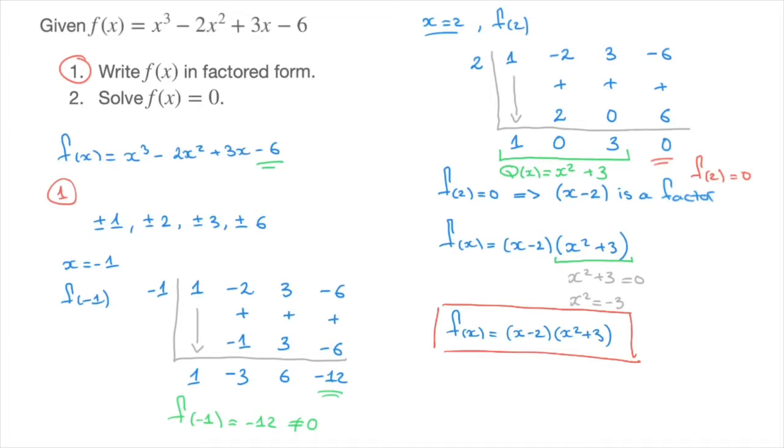And we now move on to question 2, in which we were asked to solve f of x equals 0. Now, in this case, since f of x has now been factored, we can state that f of x will equal 0 if x minus 2 equals 0, or if x squared plus 3 equals 0. This first equation leads to x equals 2, and this second equation leads to x squared equals negative 3, which doesn't have any real solutions. So the only real solution that this equation has is x equals 2. And that's the final answer.